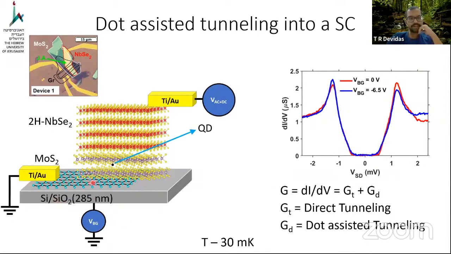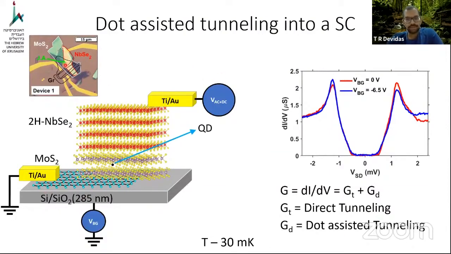Monolayer graphene is exfoliated on a silicon substrate with 285 nanometer silicon oxide. The semiconducting barrier MoS2 is exfoliated, and 2H-NbSe2 is exfoliated on top of it. All of it is done via dry stamping techniques. The backgate is applied across the oxide, and we tunnel from graphene to the superconductor.